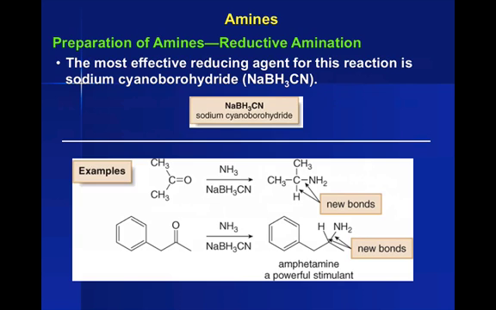Okay, but in this particular case, since we're making a primary amine, you would start with ammonia. And if you started with methylamine, you would actually get methamphetamine in that reaction. So it actually turns out that sophomore organic chemistry is all you need to have to be a drug lord.